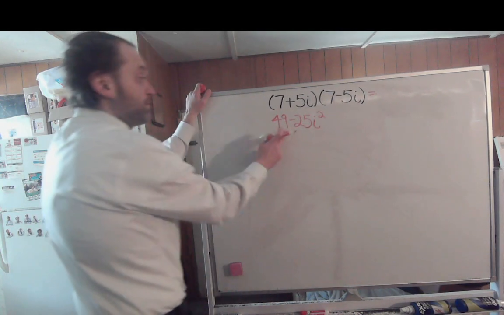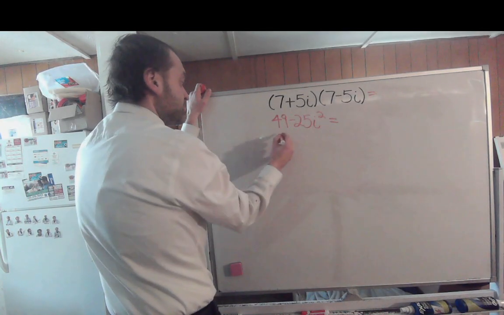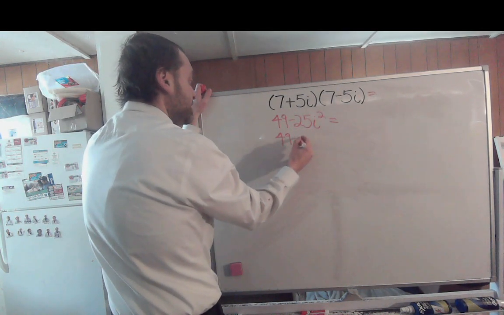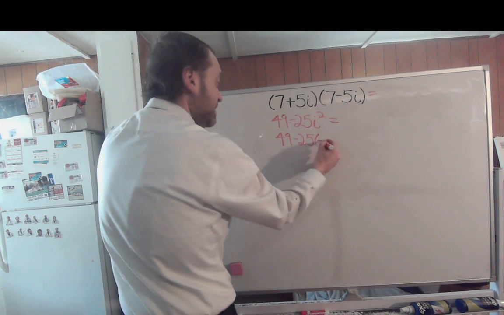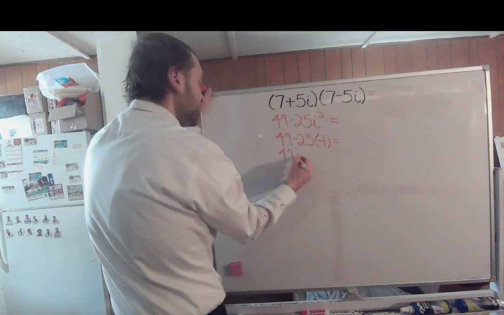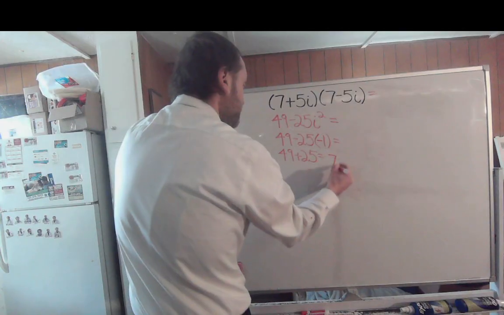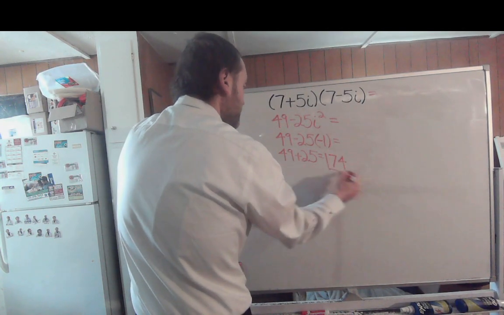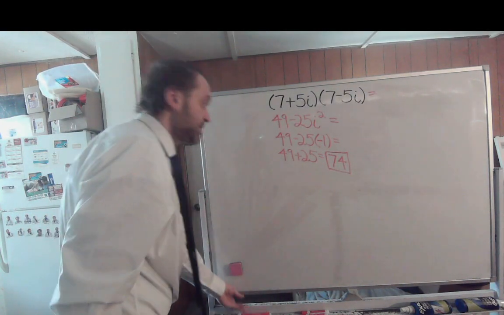So you have 49 minus 25i squared, which would give you 49 minus 25 times what is i squared? That's negative 1. So this actually turns into 49 plus 25, which is simply 74. So this time you got a real number. You got the answer to be 74 for that.